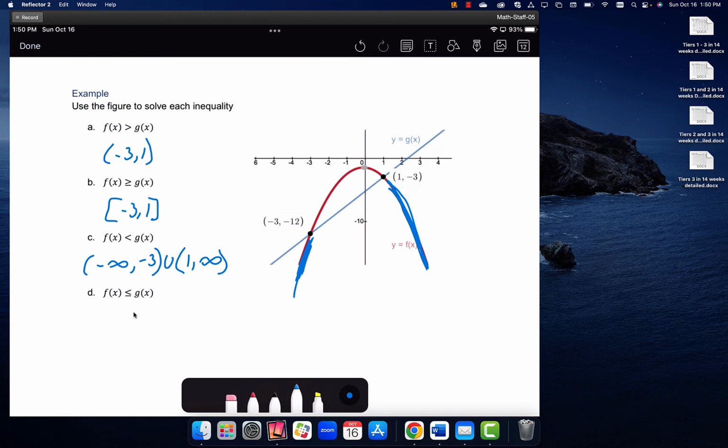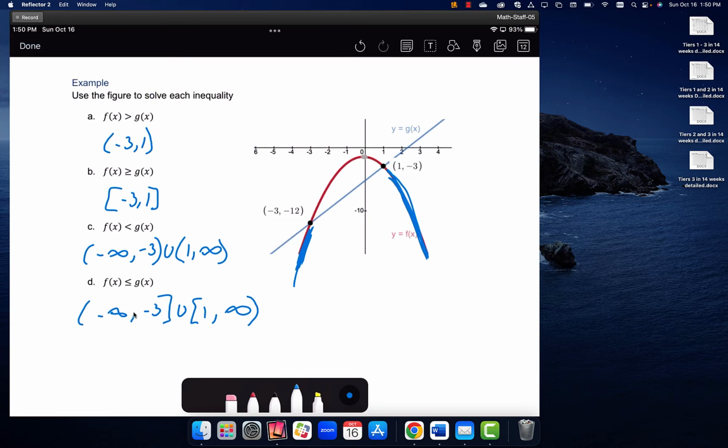In D, we're asking the same question essentially, where is f less than or equal to g this time? The only difference is we can include the endpoints. So negative infinity up to negative 3, including that endpoint, and including the 1 to infinity.